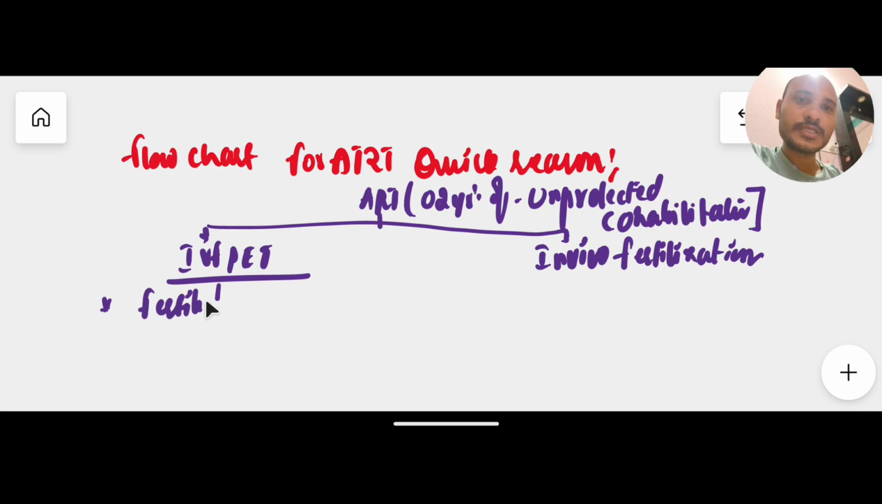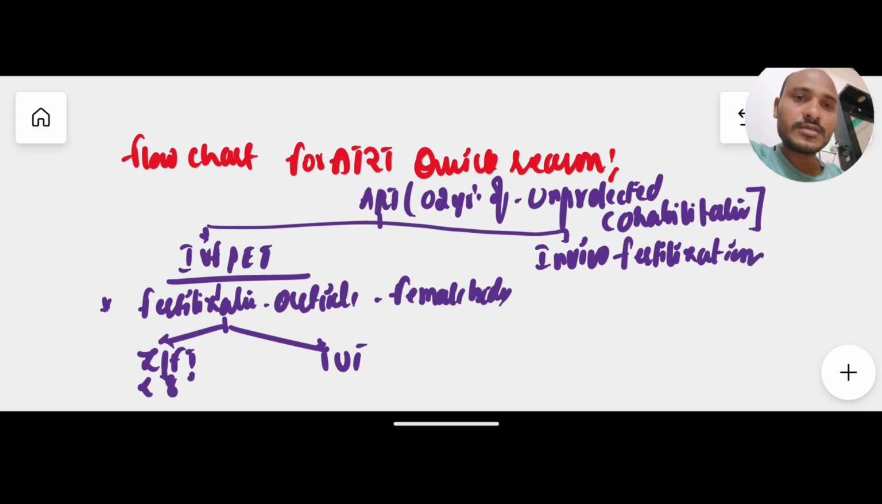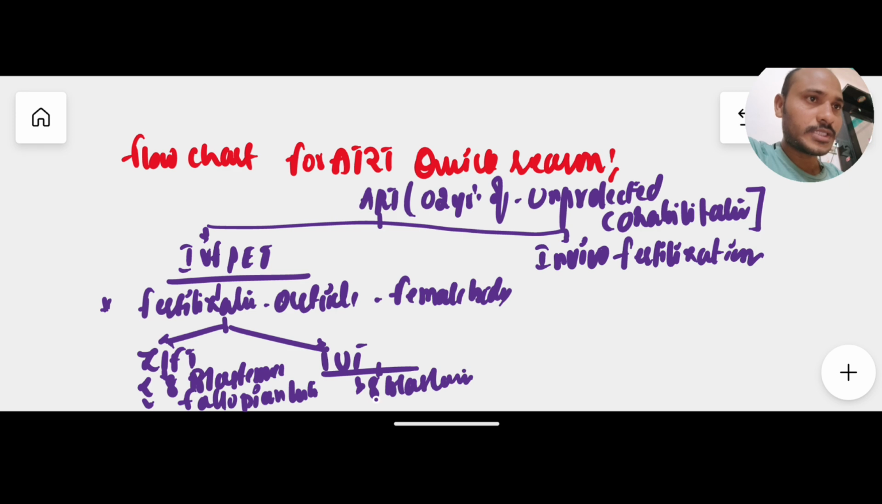Here, fertilization occurs outside of the female body, in which we have discussed two important methods: the GIFT method and the IUT method. In GIFT, here less than 8 blastomeres of the embryo we can transfer, and the transfer site is only the fallopian tube. Now coming to IUT, here more than 8 blastomere stage of the embryo we can transfer in this method, and the transfer site is only the uterus.